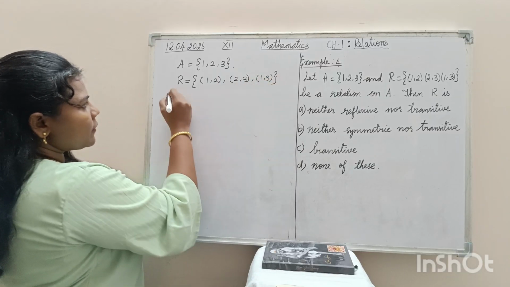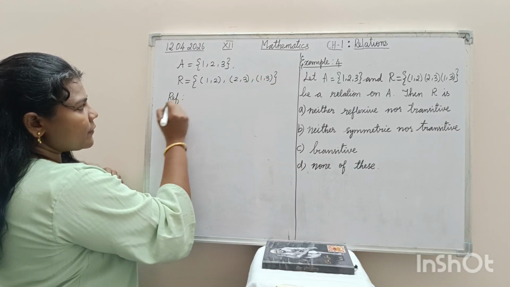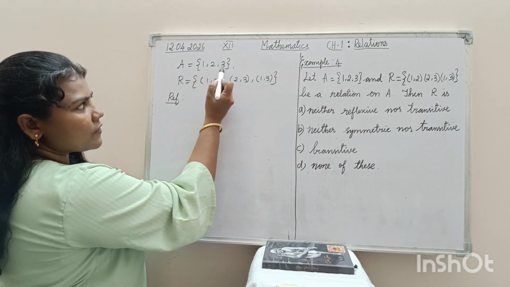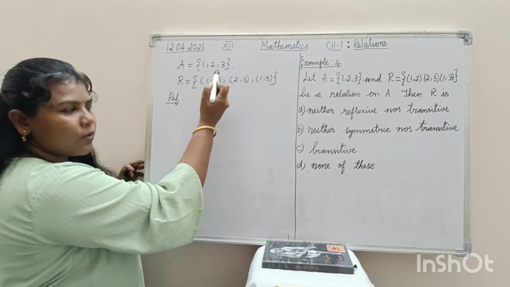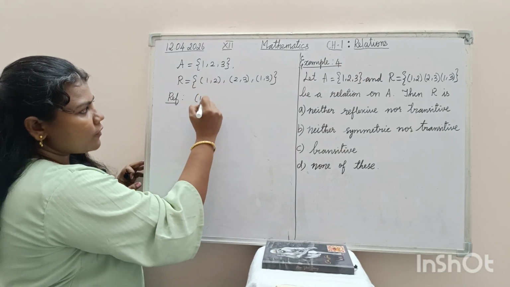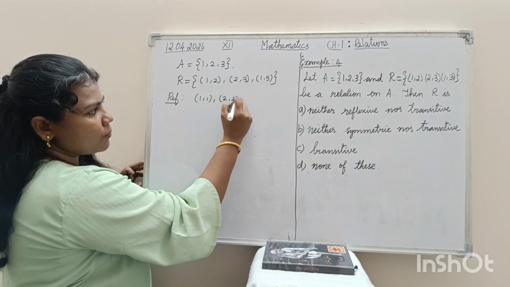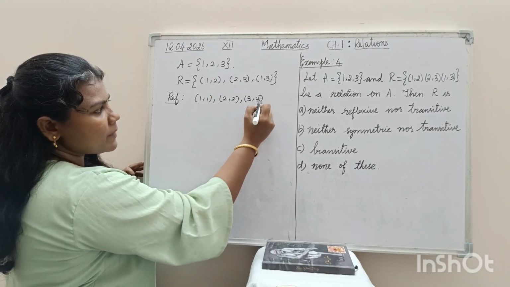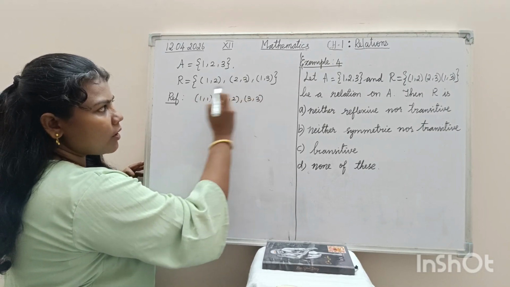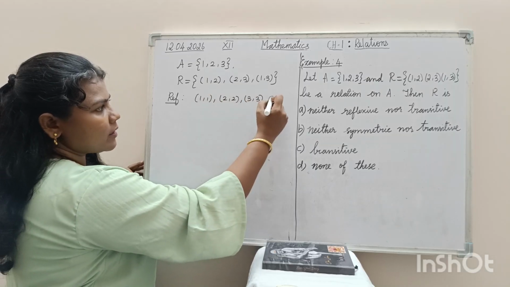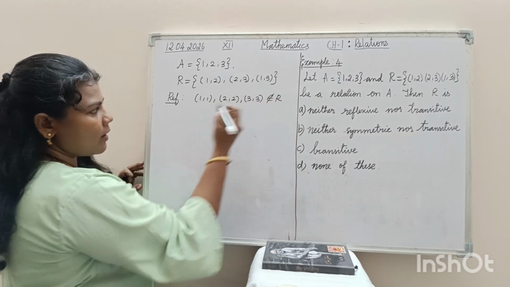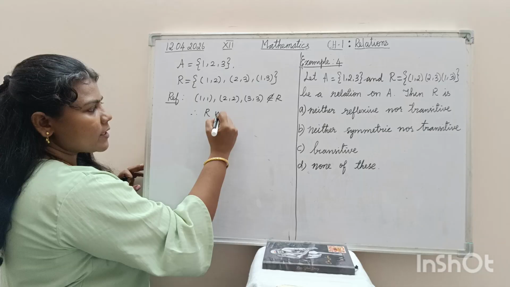First, we check reflexive. The definition is every element of the given set must be related to itself. It means that (1, 1), (2, 2), (3, 3) must be in the R set. But we do not have all the 3 ordered pairs here. So R is not reflexive.